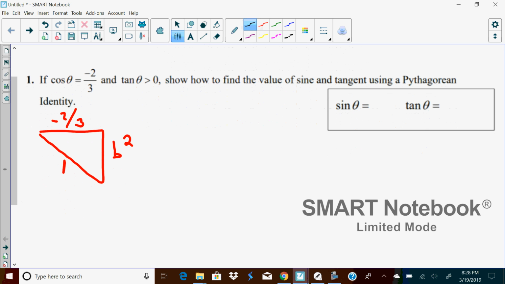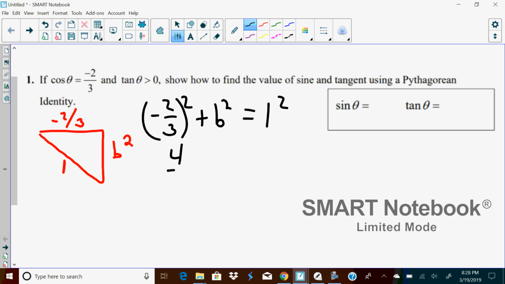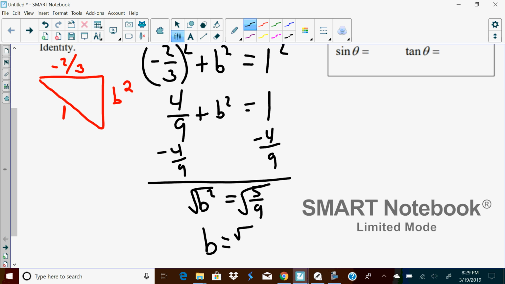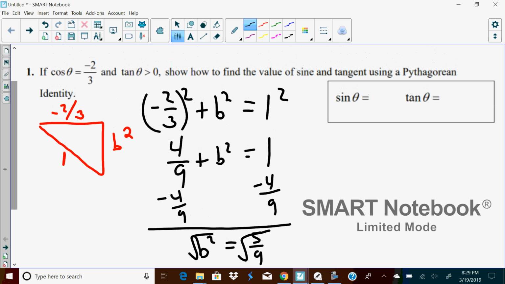So in order to use the Pythagorean identity, I just use the Pythagorean theorem. So I'm going to do -2/3 squared plus b squared equals 1 squared. So that's going to be 4/9 plus b squared equals 1. So I'm going to subtract 4/9 from both sides. So I end up with b squared equals 5/9. So I'm going to take the square root of both sides. And when I do that, I end up with b equals the square root of 5/3. Remember, I said it's got to be negative because tangent is greater than 0.